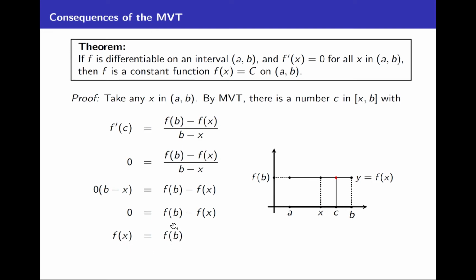But notice here, the f of b is a constant. We've just shown that no matter how we pick this x, f of x has to equal the number f of b. Well, just call this number f of b c. It's a constant after all. And we conclude that f of x equals c no matter what x is. And therefore, f of x has to be the constant function f of x equals c.